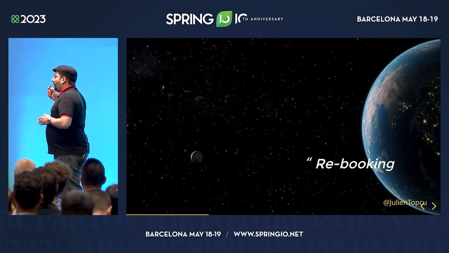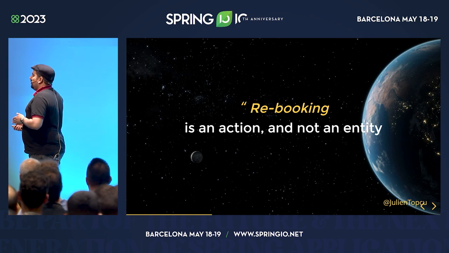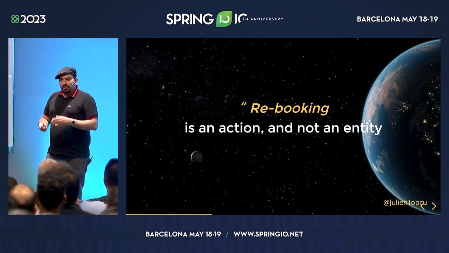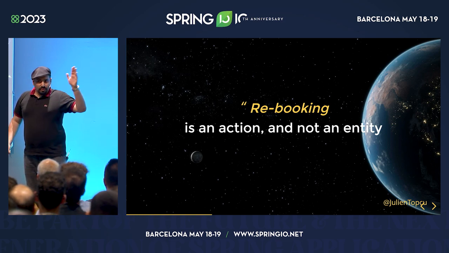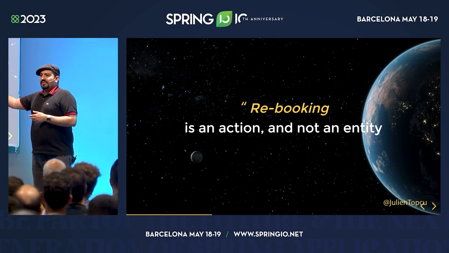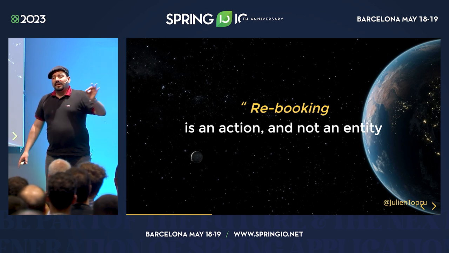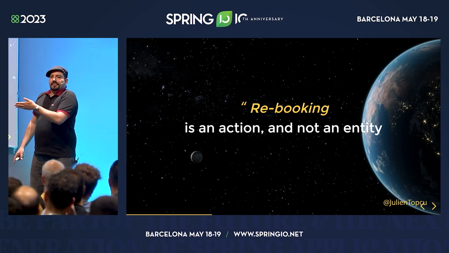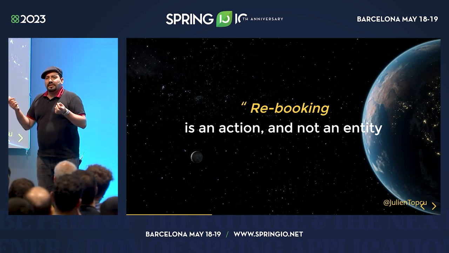Because for the domain expert, rebooking is not an entity, it is an action. It means that you have two ways to book: from the selection or from an existing booking. But once created, this is exactly the same thing. So if you say that you have a rebooking resource and a booking resource, it sounds like they are different, right?